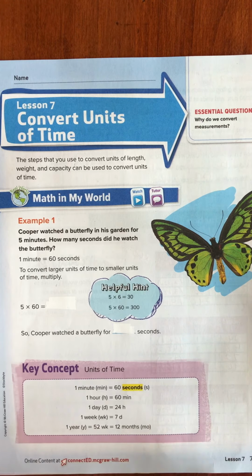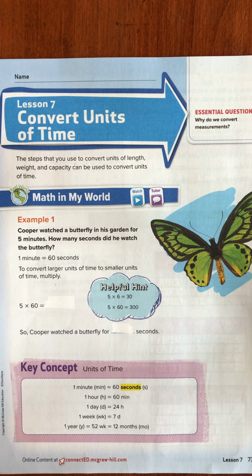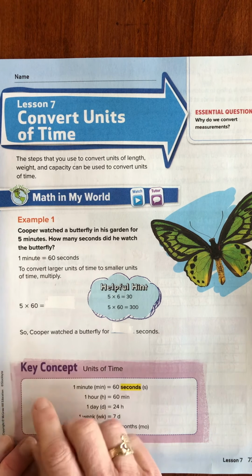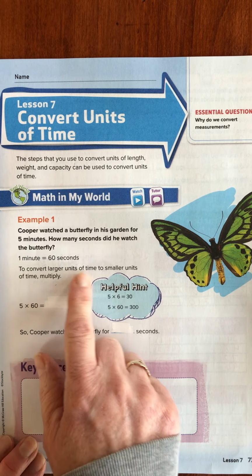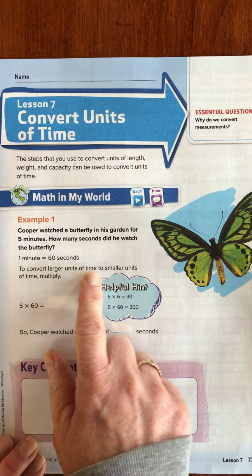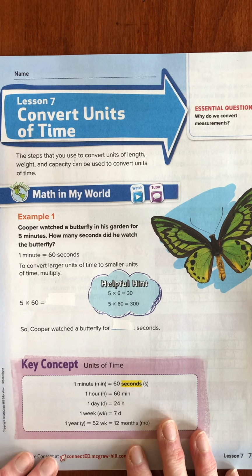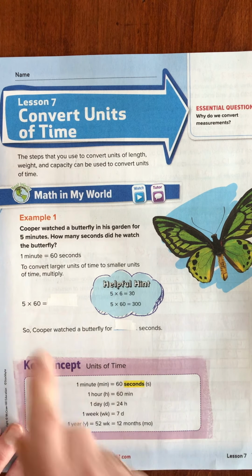So here is our first example. Okay, Cooper watched a butterfly in his garden for 5 minutes. How many seconds did he watch the butterfly? So 1 minute equals 60 seconds. So to convert larger units of time to smaller units of time, you have to multiply, just like we did with length and weight and capacity. Okay, so 5 times 60.